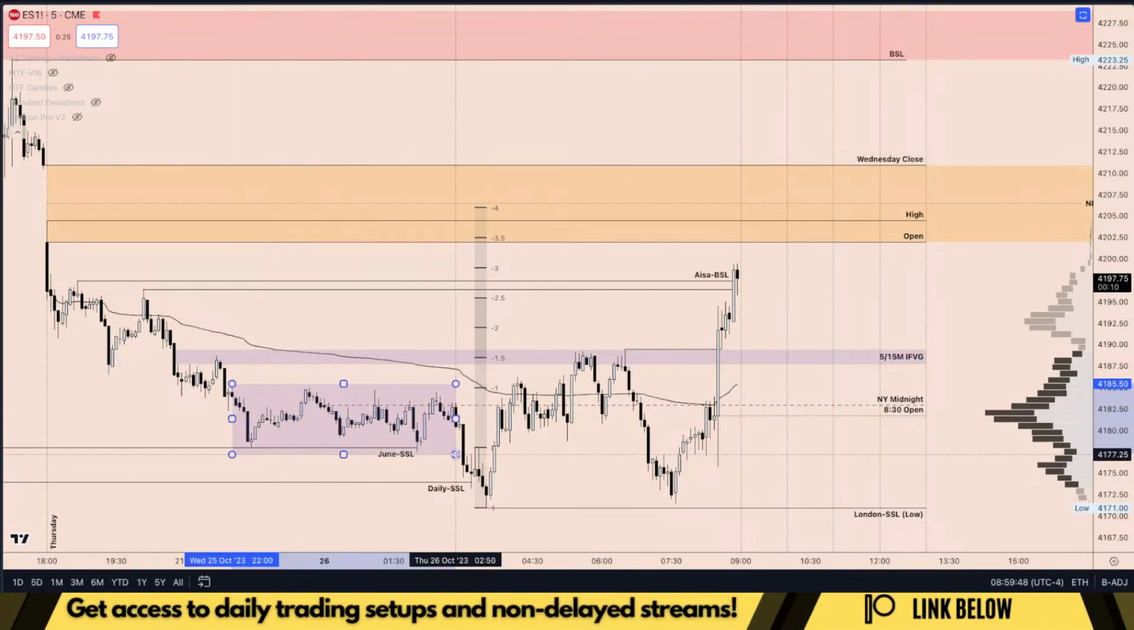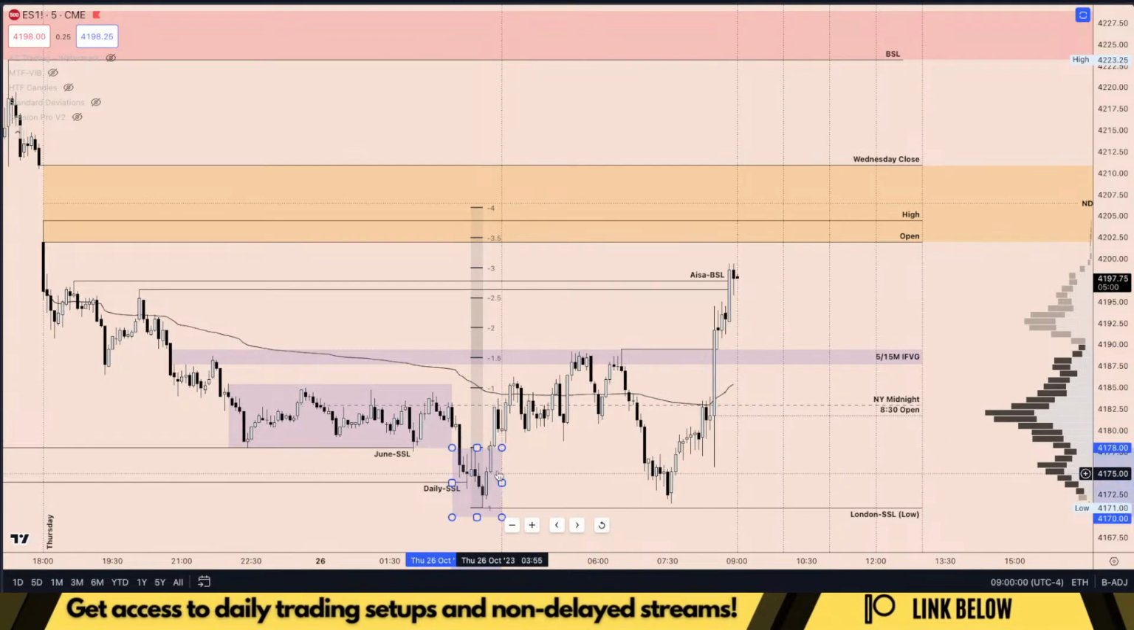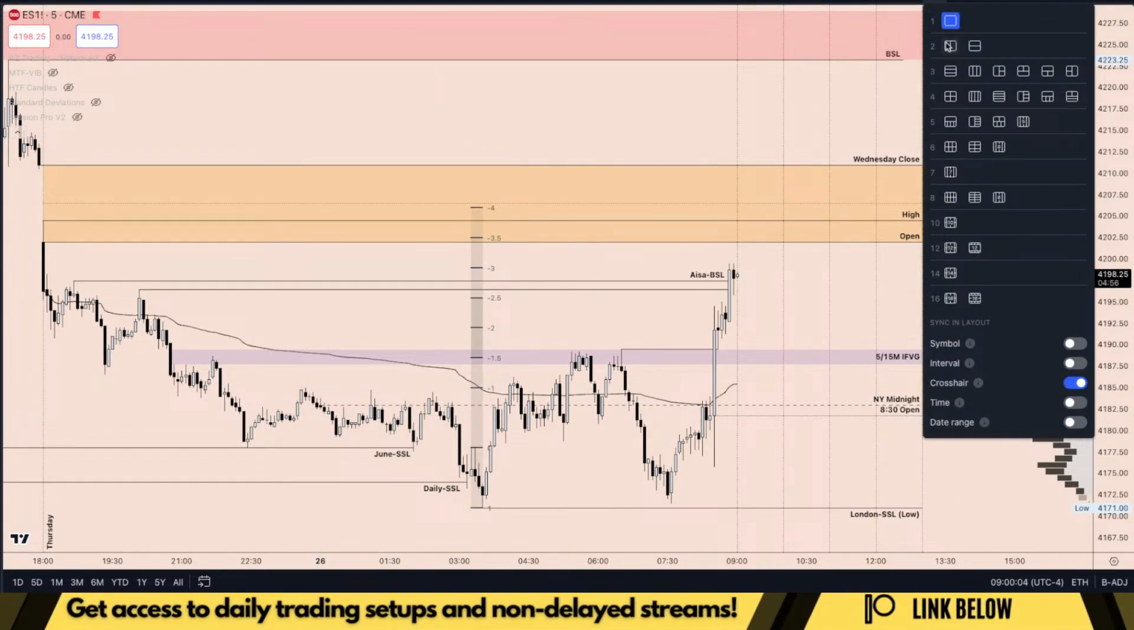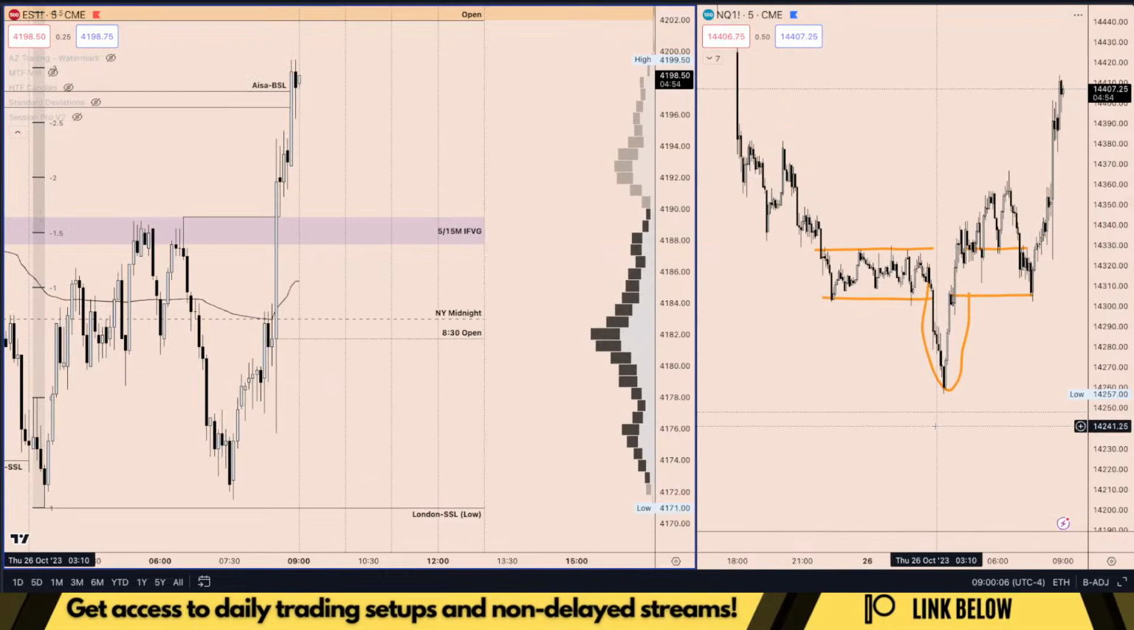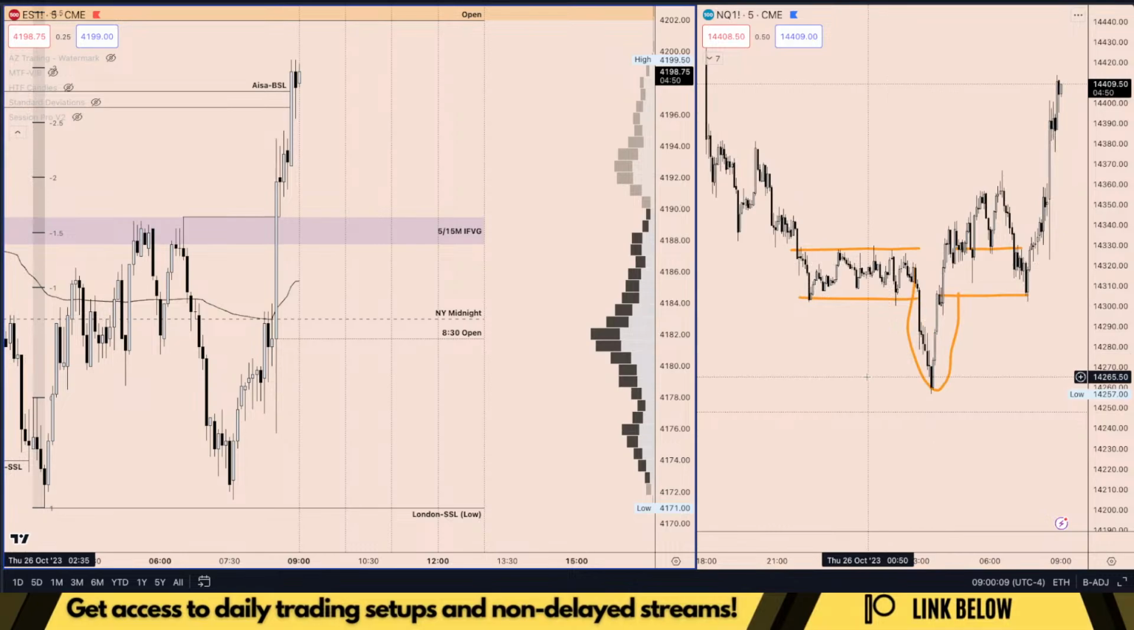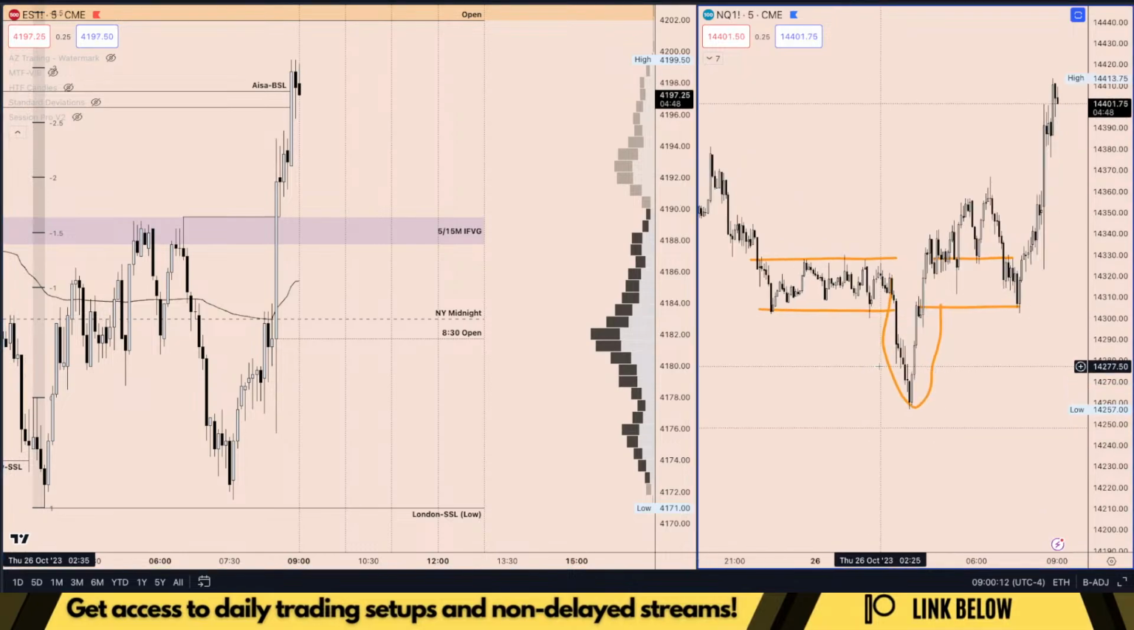accumulation, manipulation, and continuation. So right here on ES it didn't play out nicely, but over here I still have my drawings from the Nasdaq, and that's what we were talking about. I checked it before I started the live stream and it played out almost to the tick. So right here we talked about accumulation, manipulation, expansion.